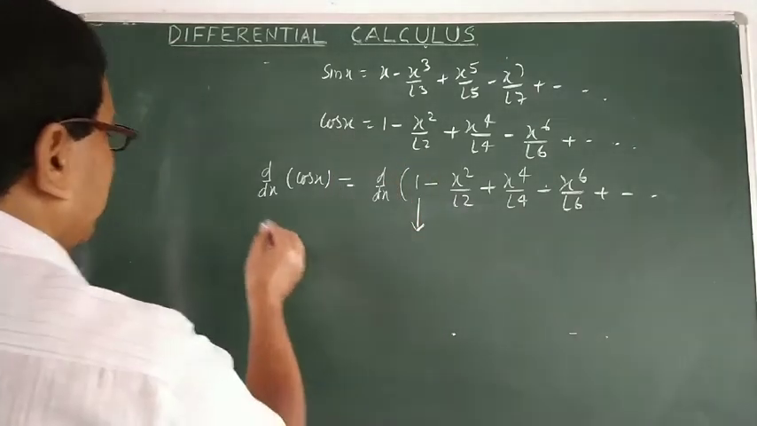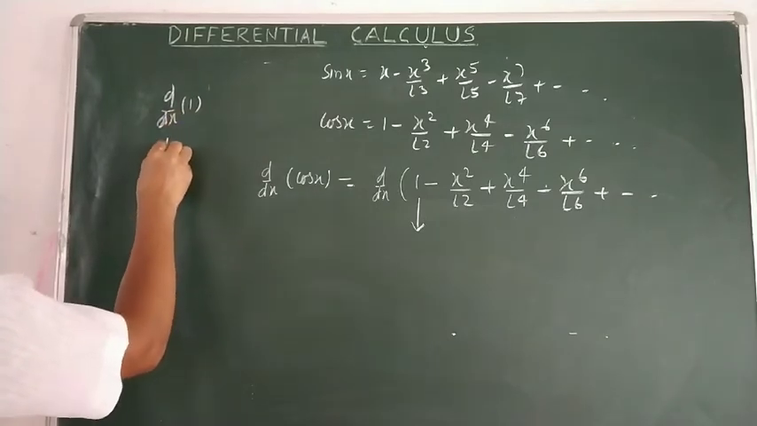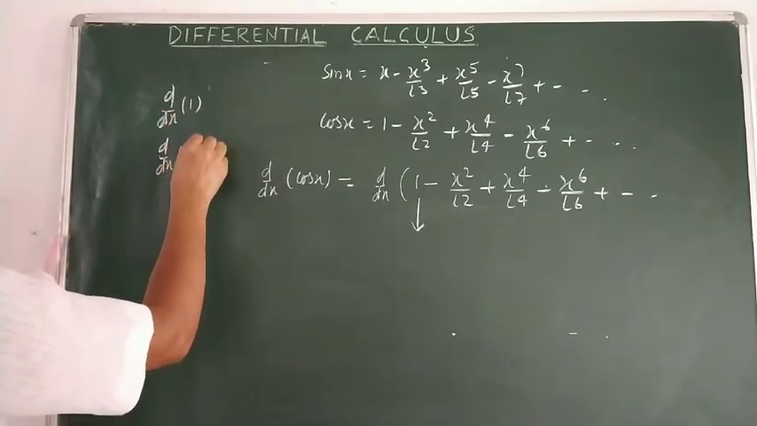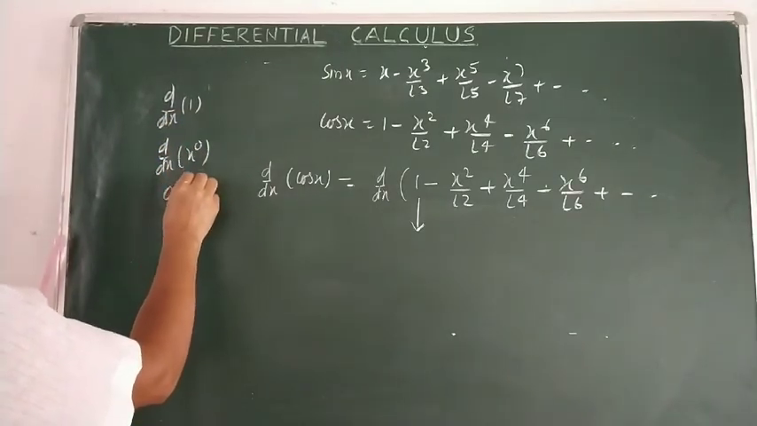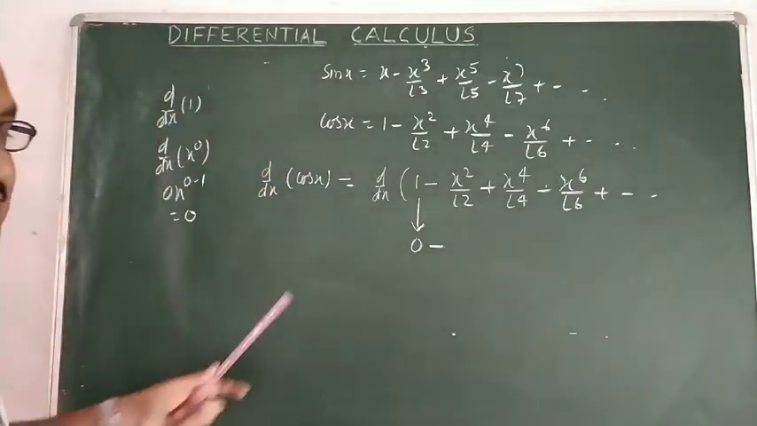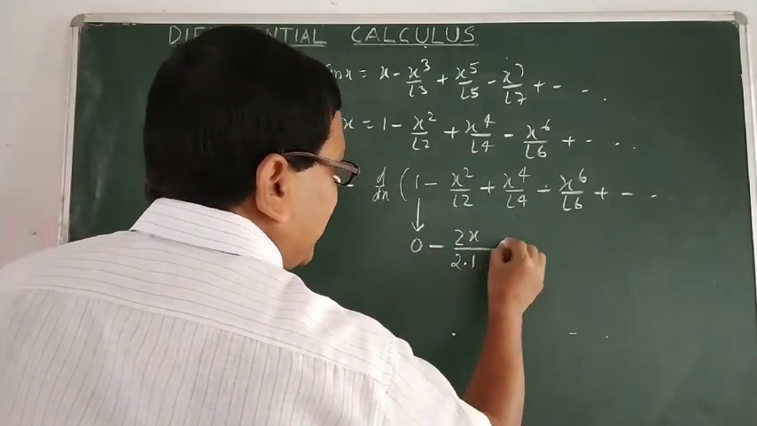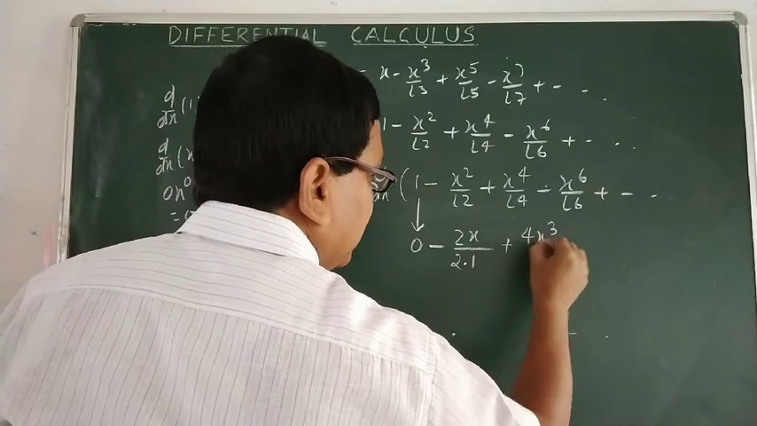I have already told you that d by dx of 1 can be written as d by dx of x to the power 0, which is 1. So 0 times x to the power 0 minus 1, this is 0. So 0 minus x square gives 2x, you know. Factorial 2 is 2 into 1, plus 4x cube.